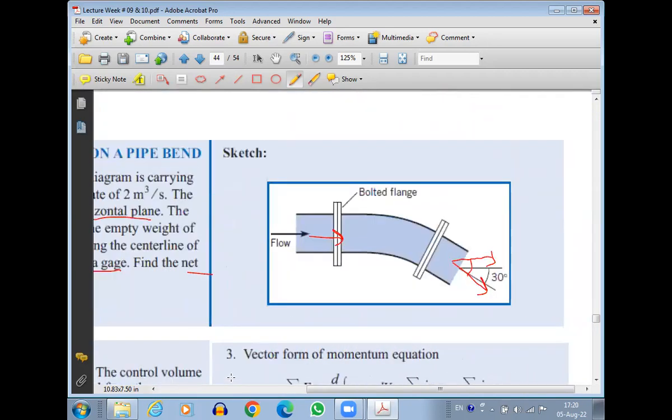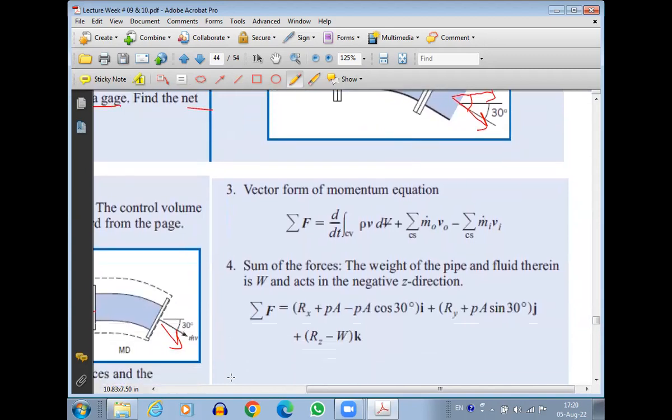So now let's start solving the problem. The first thing is that we need to write down the momentum equation for the fluid flow analysis. So that will be summation F is equal to the momentum accumulation term, but this term will be 0, plus all the momentum of the fluid going out of the control volume minus all the momentum of the fluid coming into the control volume. Okay. So now let's see each of these terms one by one.